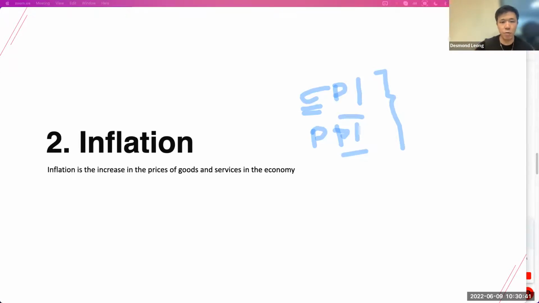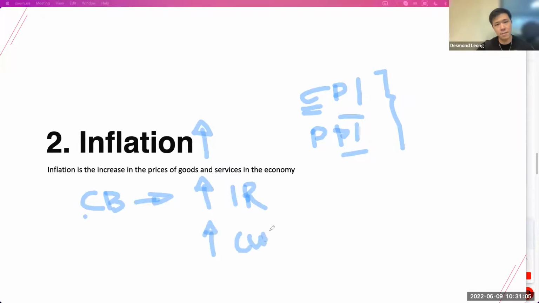Let me just draw it out real quickly for you guys over here. So if there is high inflation, this actually causes the central banks to increase interest rates. So this is interest rates. They'll increase interest rates, and what happens when you increase interest rates? You increase the value of the currency.